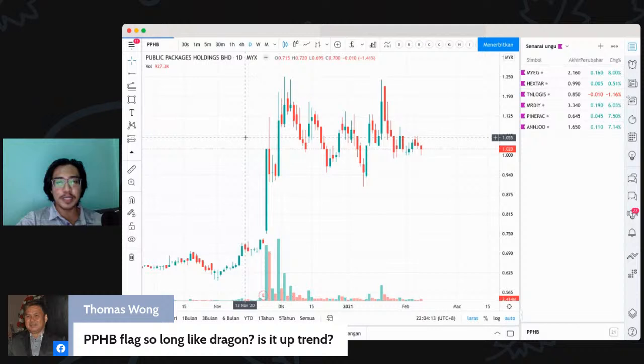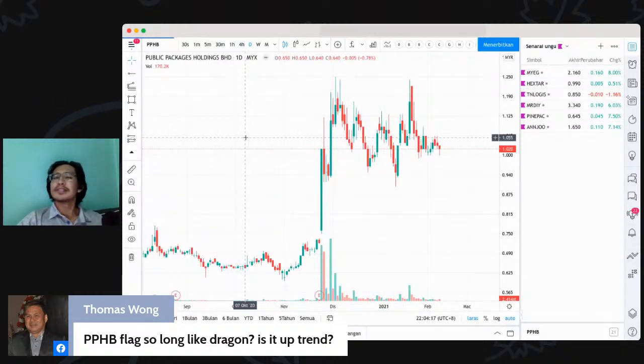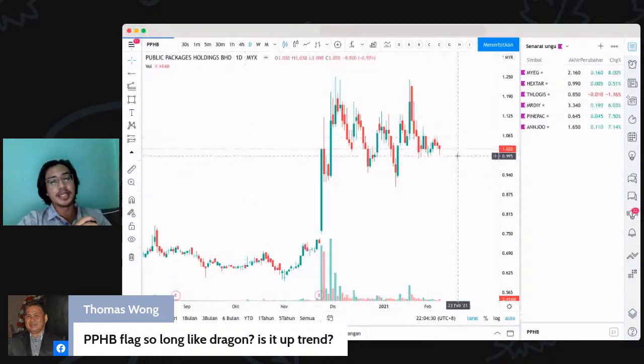PPHB. For PPHB, I don't have a comment yet. You can use this as support for now, as immediate support. What I mean by immediate support and immediate resistance is that if the price touches that support or resistance, you need to study again and consider again. For example, if you already entered the position and you set the immediate support a bit lower, when the price touches that immediate support, you will consider taking profit. That is my term, immediate support and resistance. So you can use 1 ringgit as your immediate support for now. If the price cannot maintain above 1 ringgit, I don't see anything yet from PPHB.